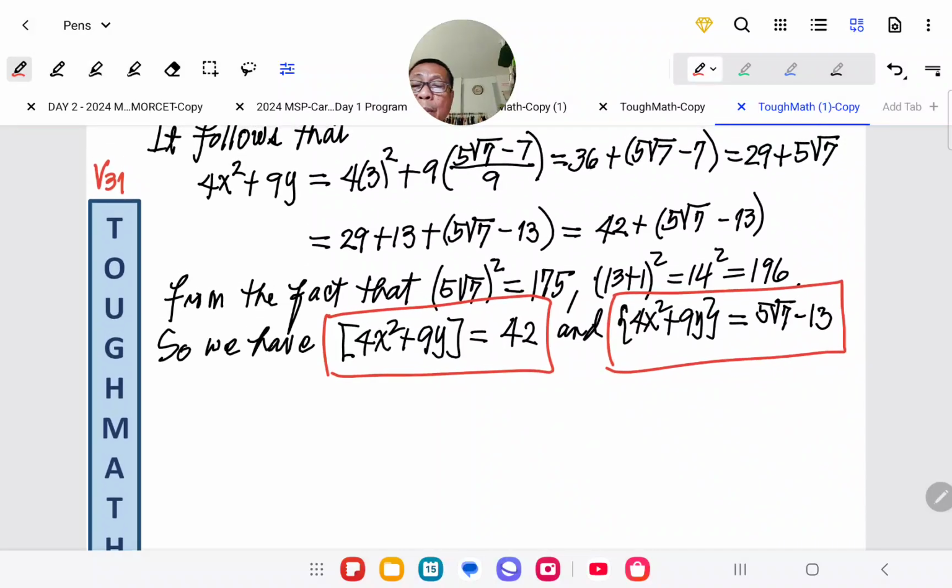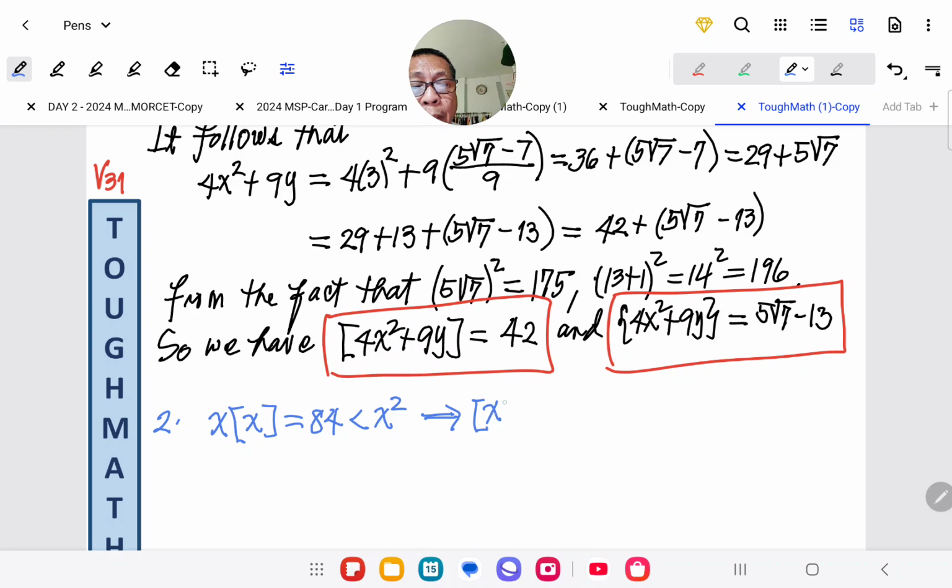So now let's go to problem number 2. We have x times the greatest integer value of x is equal to 84, but this is less than x squared, which means that the greatest integer value of x squared must be 81, which means that the greatest integer value of x is 9.